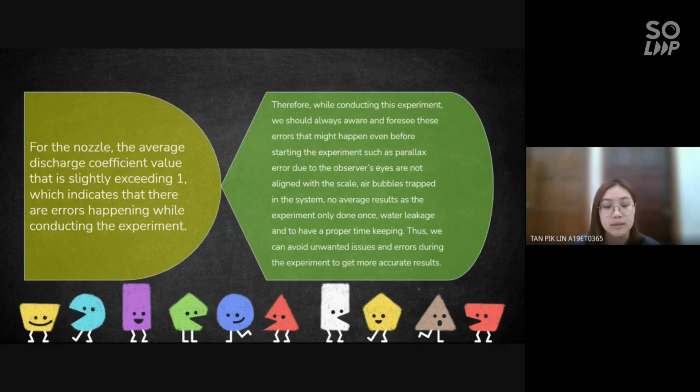And lastly, the important one, which is proper timekeeping. In this experiment, we need proper timekeeping so that the time we record is synchronized properly with the experiment. And thus we can avoid unwanted issues and errors when we are aware, and try to avoid this kind of problem during the experiment, so that we can get more accurate results.